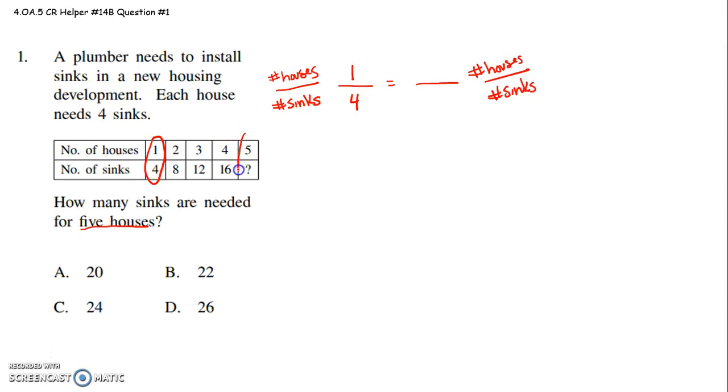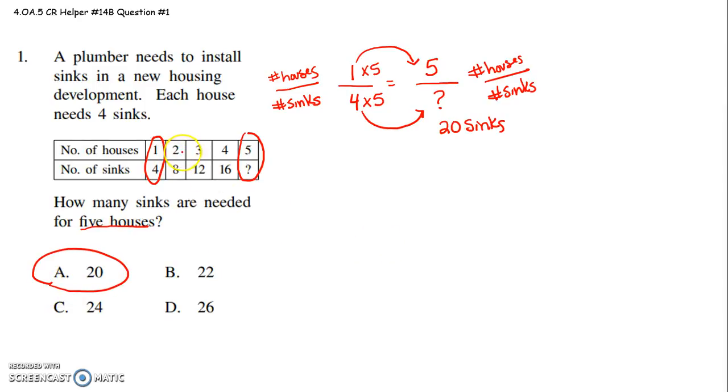Then I go to the part I'm looking for. Well, 5 is my number of houses. So I put 5 next to my number of houses. I don't know how many sinks. That's what I'm looking for. So then I just find a connection. How do I get from 1 to 5? Oh, 1 times 5 is 5. So what do I have to do to the denominator? If I multiply the numerator by 5, I also have to multiply the denominator by 5. 4 times 5, they must need 20 sinks in 5 houses.